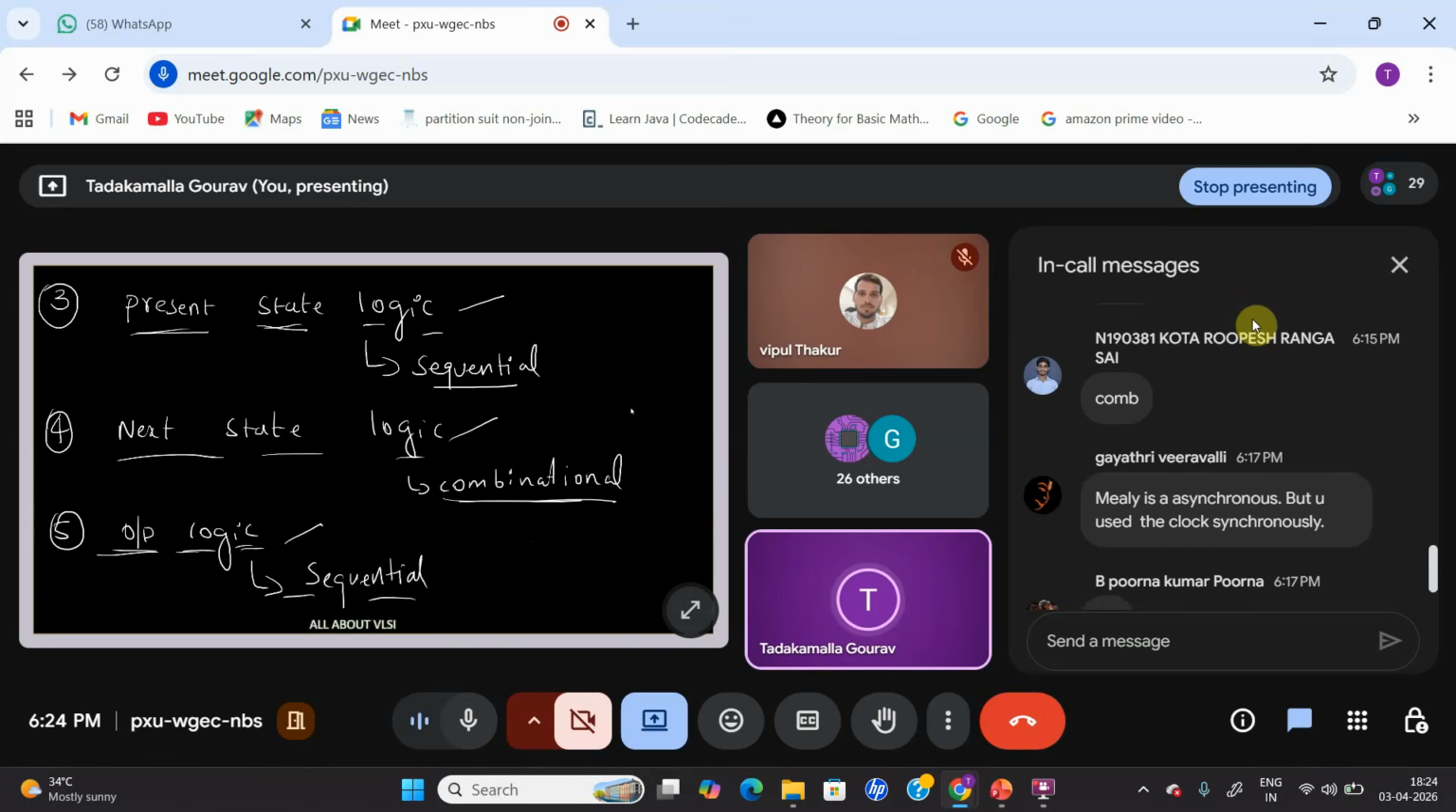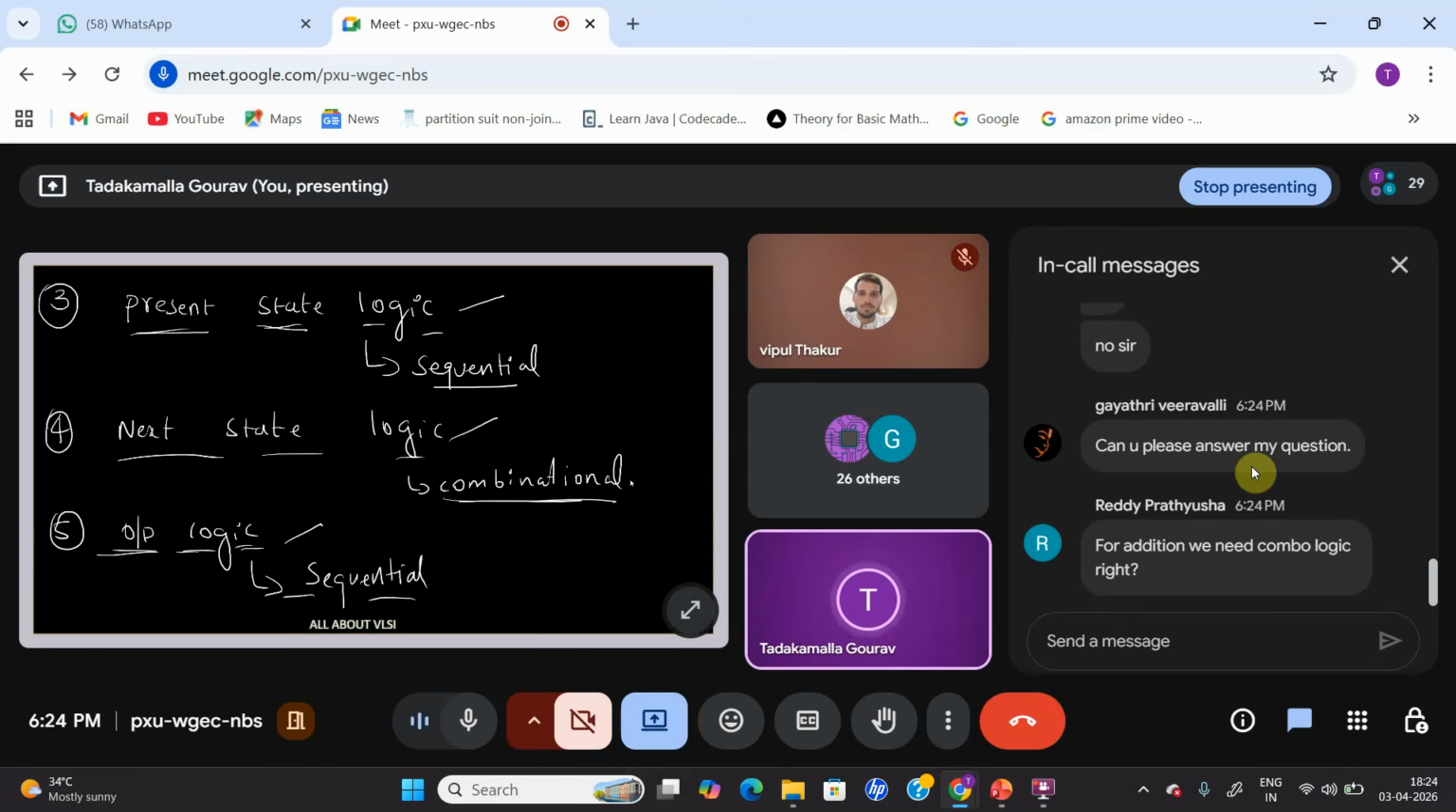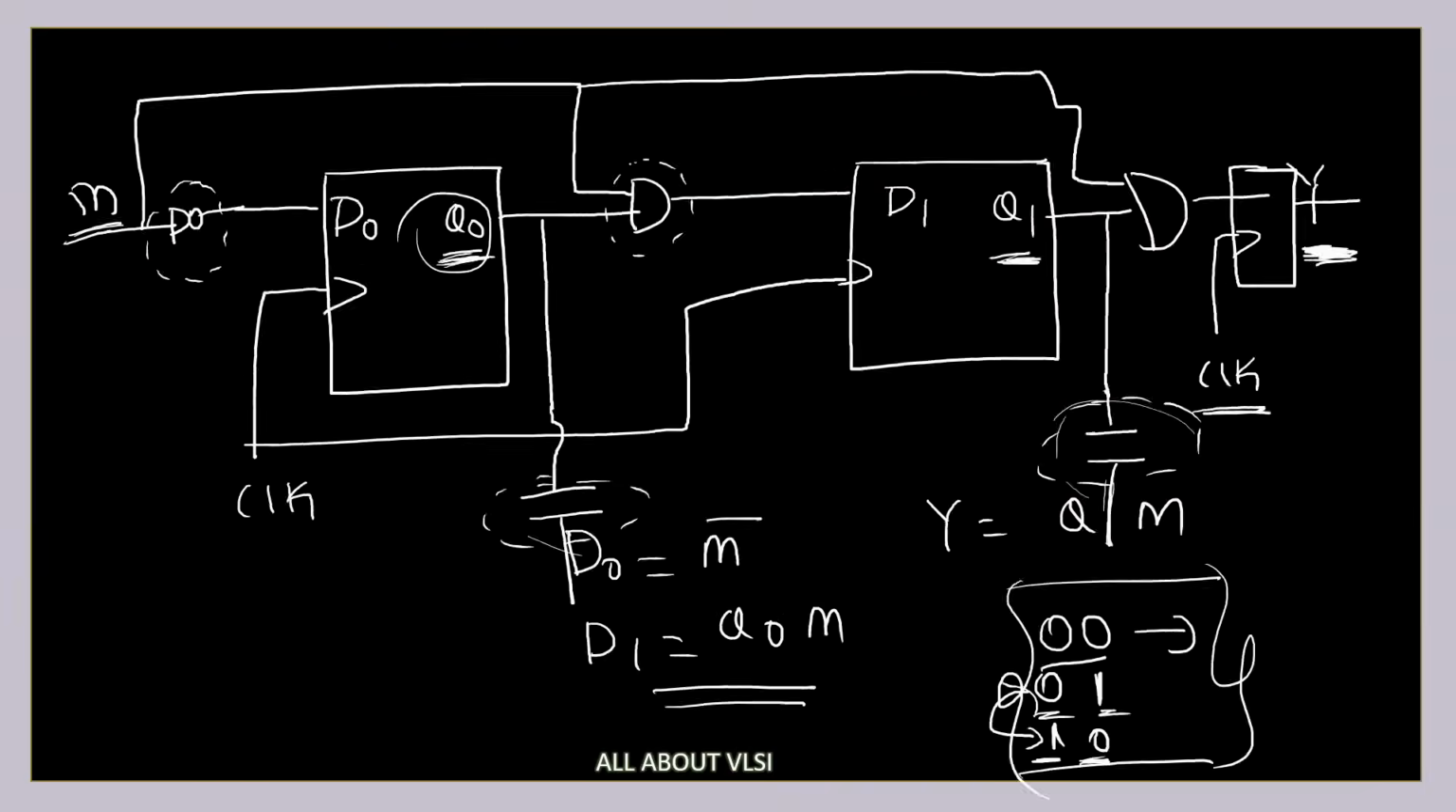Yes, Gayatri, what is your question? Mealy is asynchronous, but you use it clock synchronously. Yeah, you can also make your output synchronous in nature. That means if you add one more flip flop to the output, there is no issue in that. To make your output synchronous, you can add a flip flop.